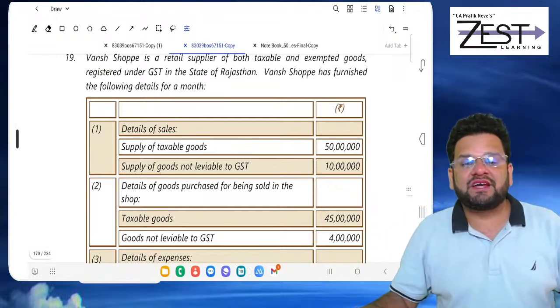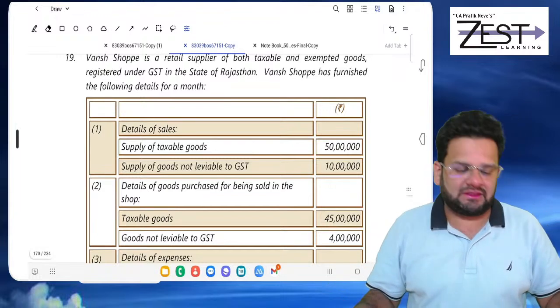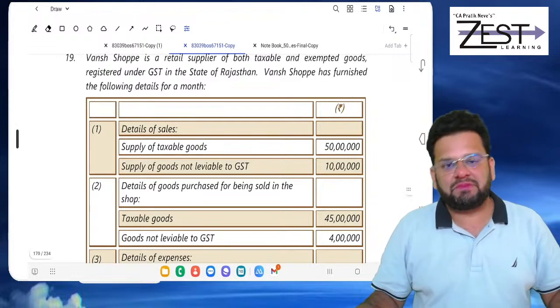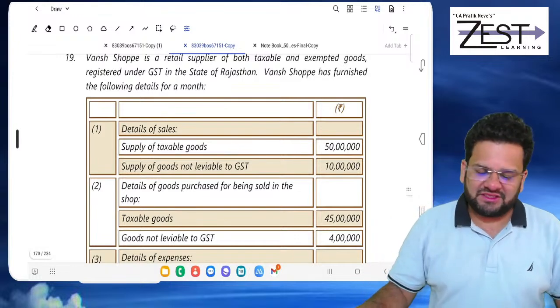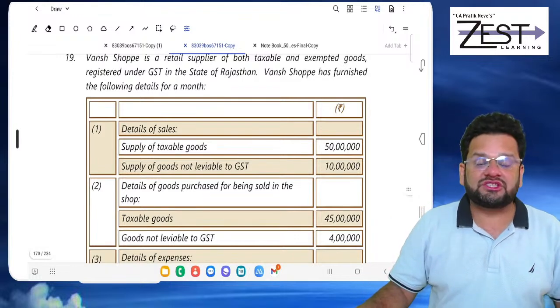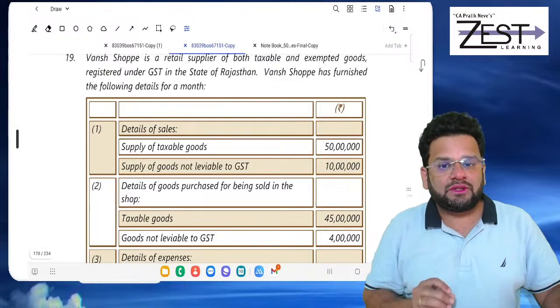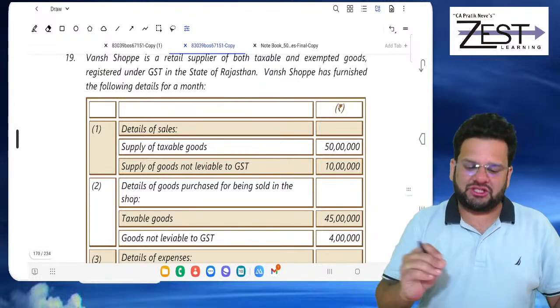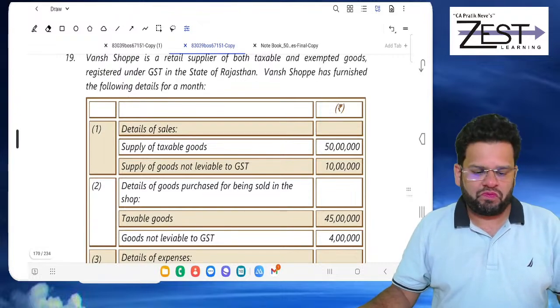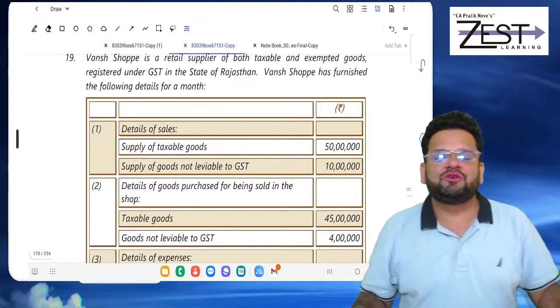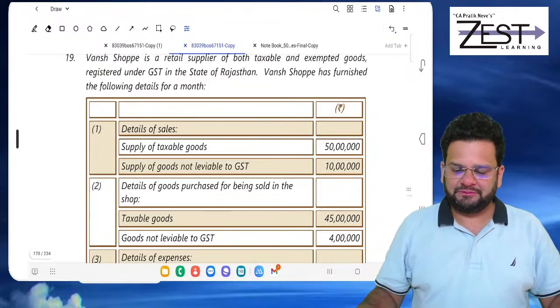My eligible ITC I will minus from my output tax. I will get net GST payable. Did you all understand? And one more thing, if there is any GST payable on reverse charge mechanism, I will see to it that I am paying that in cash, because to pay that you cannot use any ITC. Is it 100% clear to all of you how we go ahead and do the things?